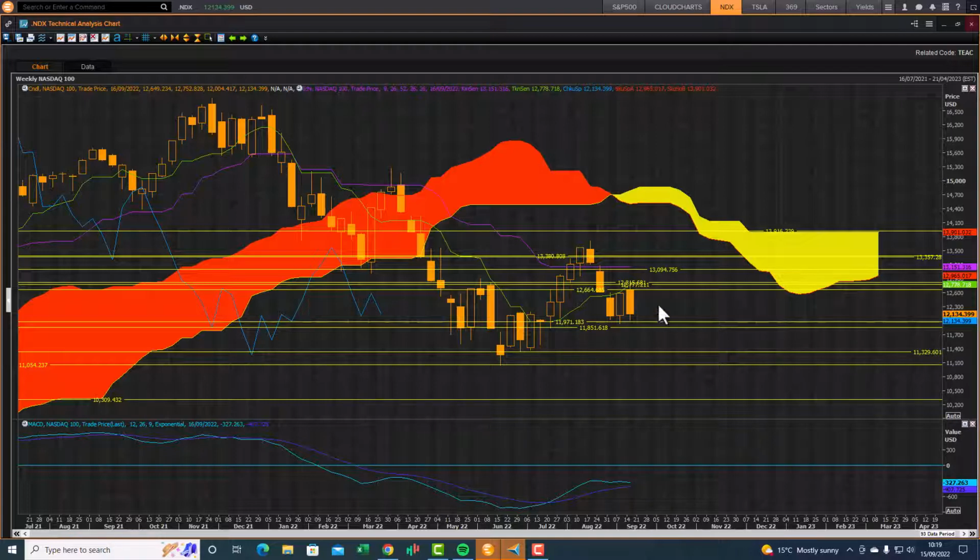11,329, and then if the bear market continues down, then this bottom end cloud chart level of 10,309 is a major downside risk target, and also a major support zone. So these are the downside risk factors.